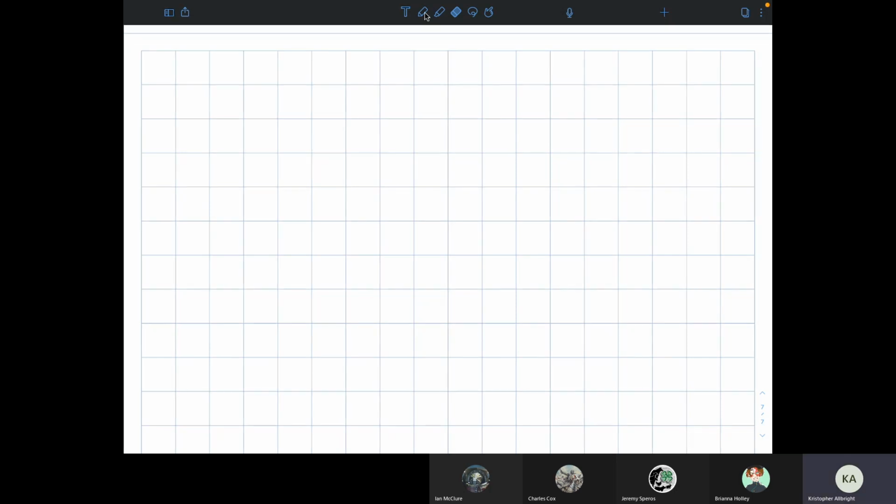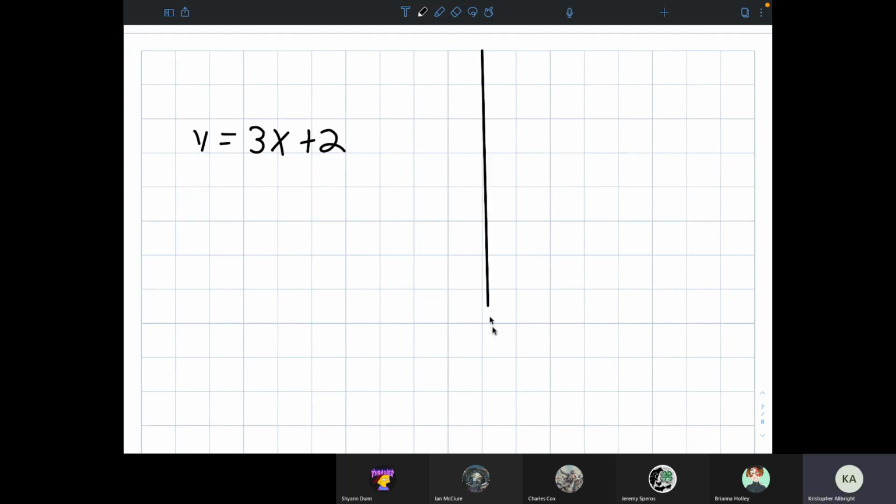If you have something that looks like this, y equals 3x plus 2, then a lot of times we're going to want to look at that on a graph. And the graph is going to tell us useful information that the function wouldn't necessarily. So if we graph this, you guys should not know how to do this, but I'm going to do it just to show you what it looks like.